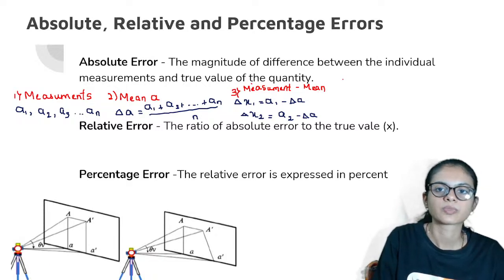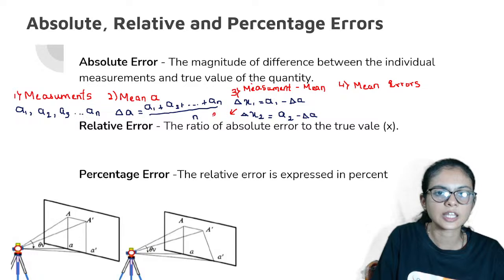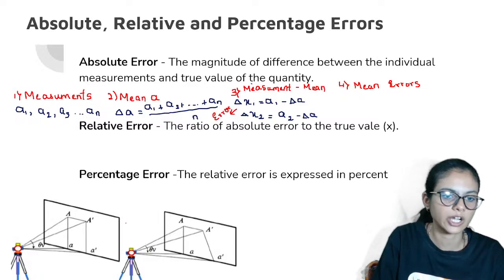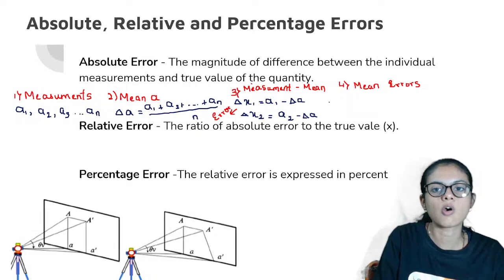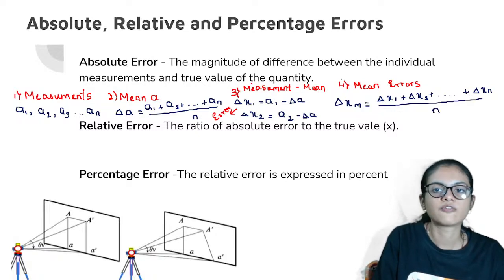And in the fourth step, the final step, we will find the mean of errors. So here, what is this delta x? This is nothing but the error in one experiment, first reading. Now I want the mean of the error present in all the readings. So I call it delta x mean is equal to delta x1 plus delta x2 plus and so on plus delta xn divided by n. So this is the method. The final error what you are getting here is called absolute error.